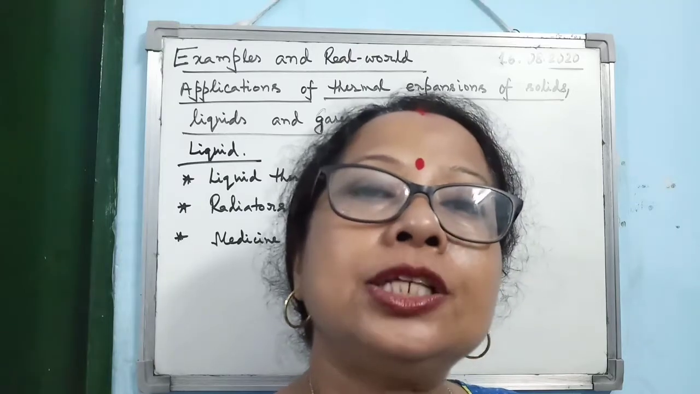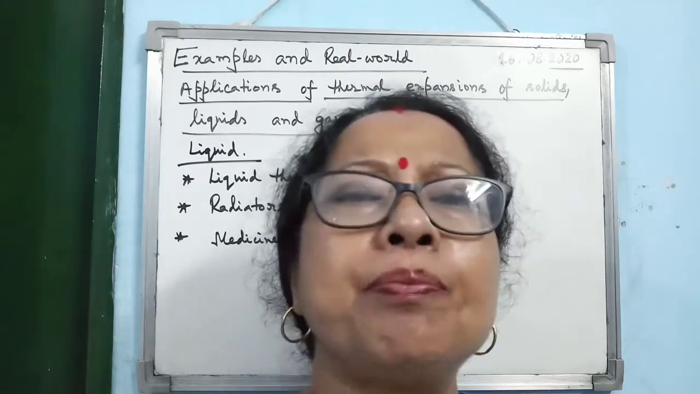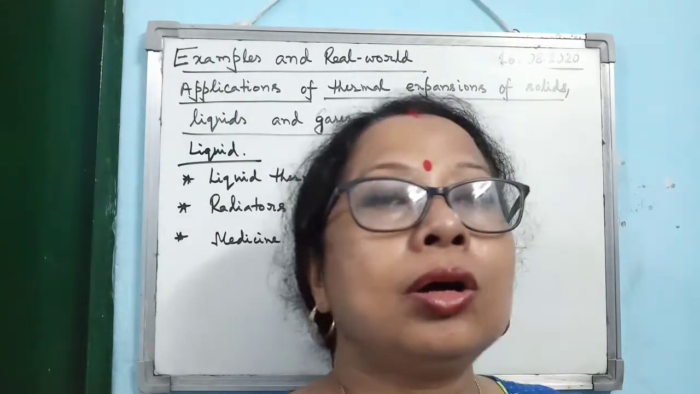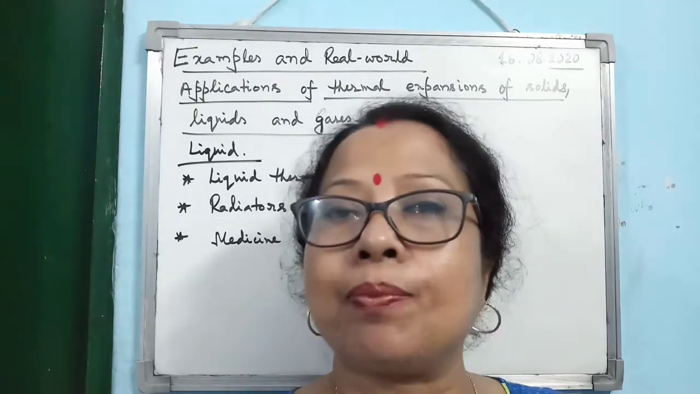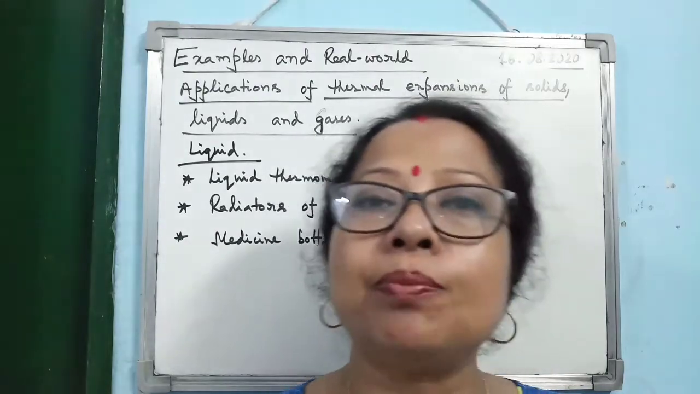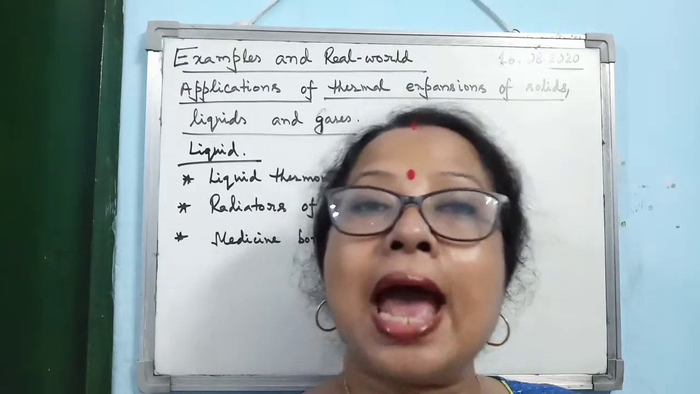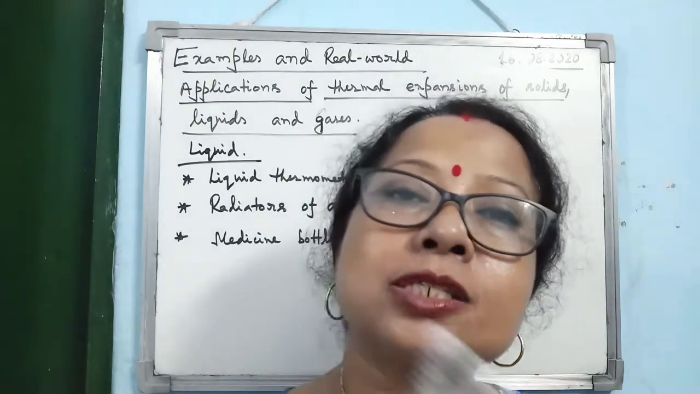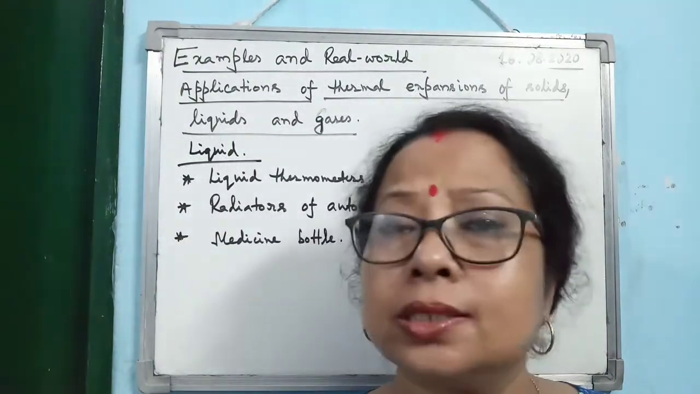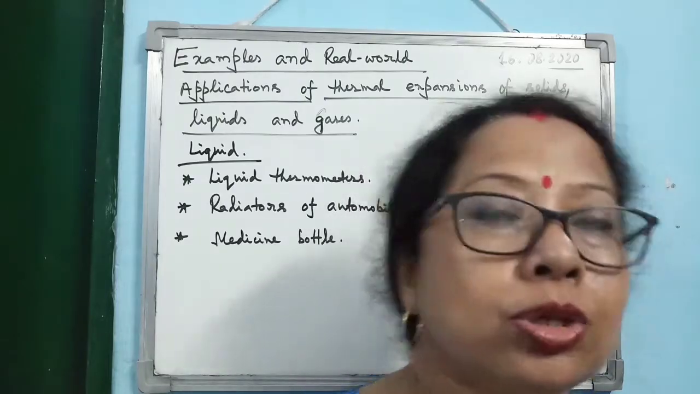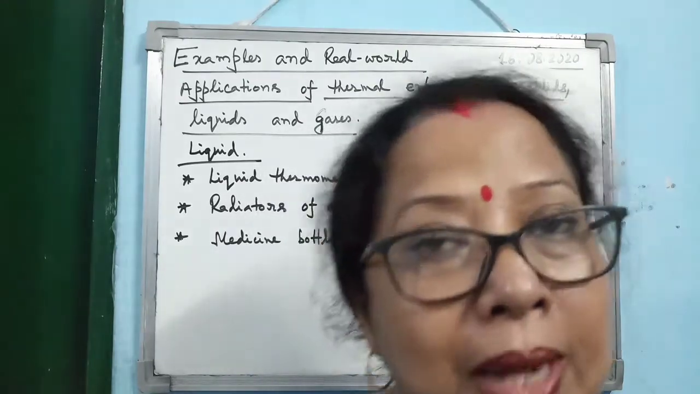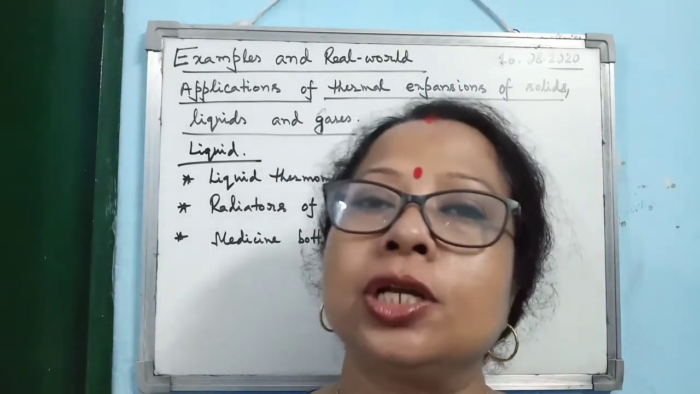Now when you want to measure the fever or find out the temperature of any object, what do you do? You keep the thermometer in touch with the hot object, isn't it? So you see what is happening. The thermometer bulb as well as the liquid within it absorb heat from the hot body, and they expand. Depending on their expansion, a scale is calibrated and we can read out the temperature of the hot body. So you see, when we are using a liquid thermometer, we are applying the concept of thermal expansion of liquid.